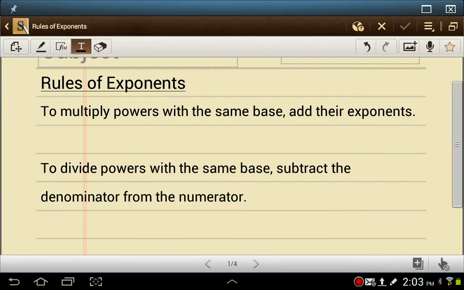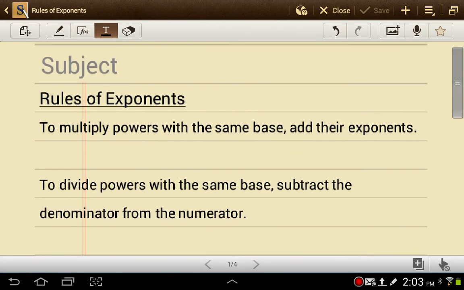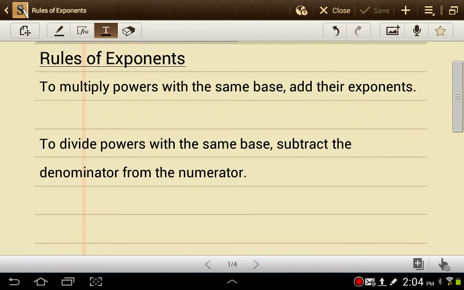Quick lesson. Alright, today we're talking about the rules of exponents. And we have two properties that we have to talk about. These are the power properties: the product power property and the quotient power property.